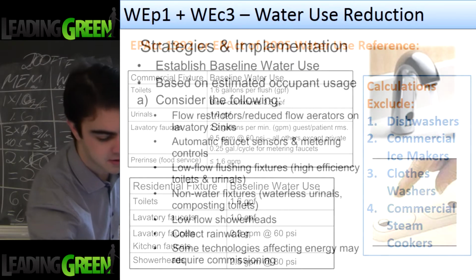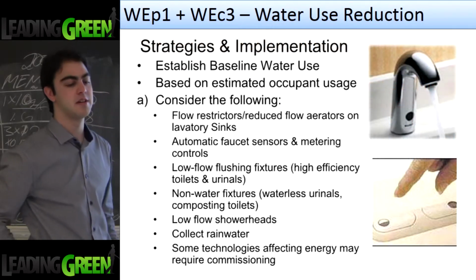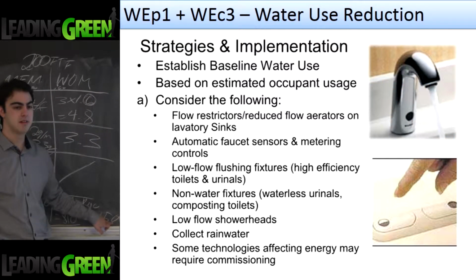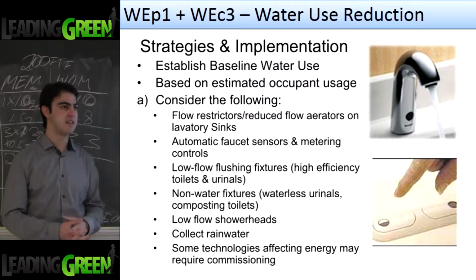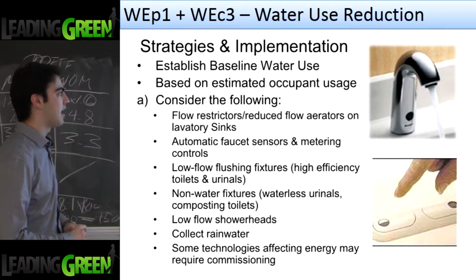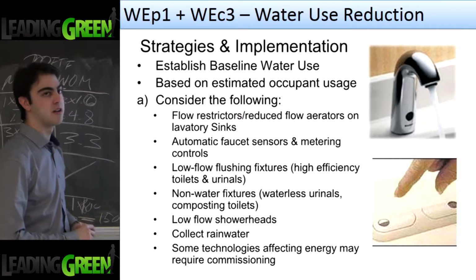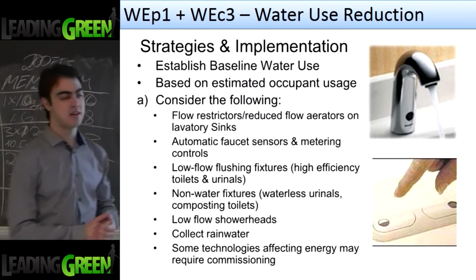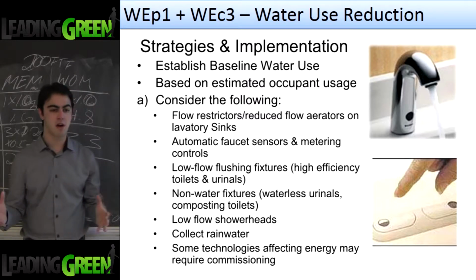Very simple calculation. Here are some different strategies. So get your baseline water usage rate. That was the 1,500, based on your estimated FTEs. And then these are the different items that you can use to lower your potable water usage. Just some examples. There's countless others, whatever you want to design into it.